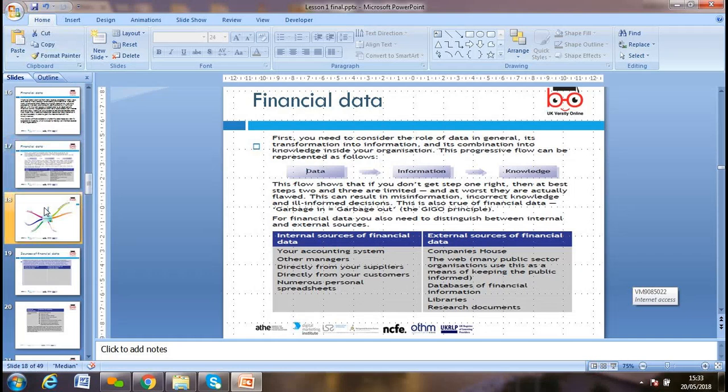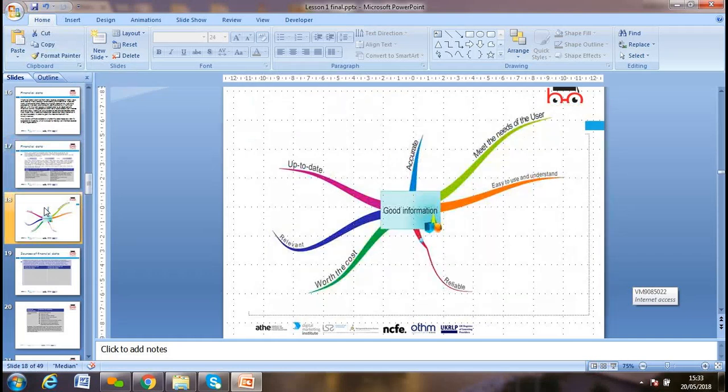Okay, the first thing we need to look at when we have financial data: the information we have needs to be good information, and good information always has some characteristics. Reliability: how much can we rely on it? Accuracy: data needs to be accurate and up to date. If I'm using information from 10 years ago, that is not up to date. So we need up to date information. Relevant: it depends on what sort of decision we are going to make. Is it relevant or not for us?